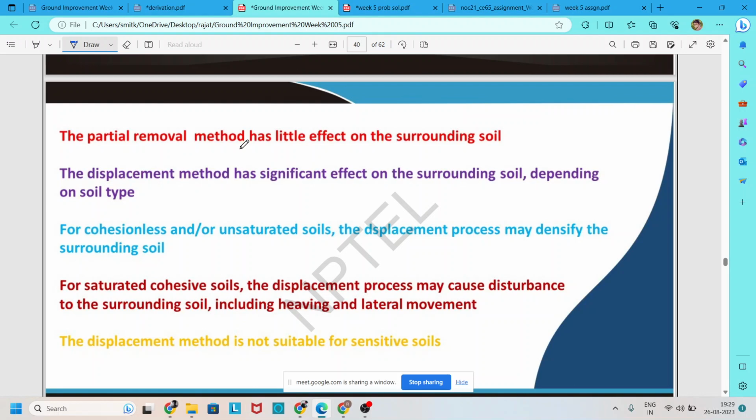because if we apply the displacement method in cohesive saturated soil, heaving and lateral movement are created. For that, proper densification is applied to the ground. And also, the displacement method is not suitable for sensitive soil, because in sensitive soil some reduction in strength may happen. For that, this method is not suitable for sensitive soil.